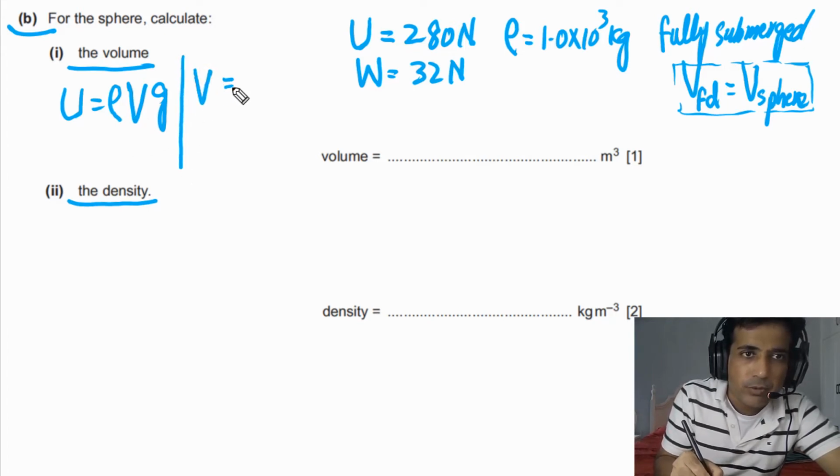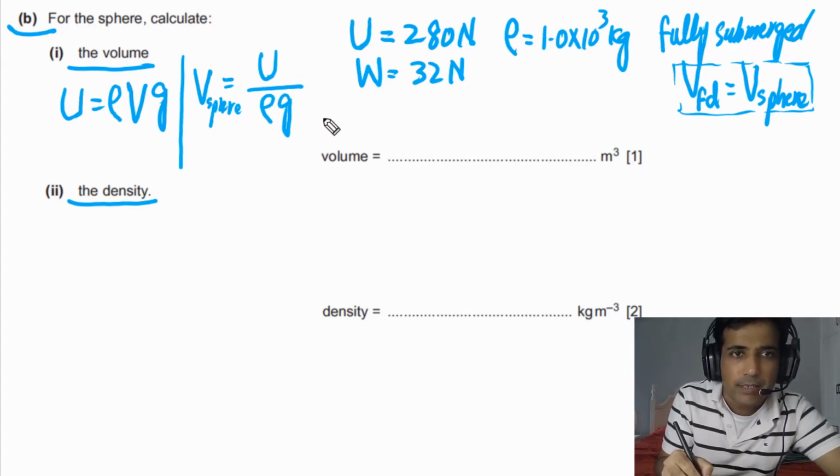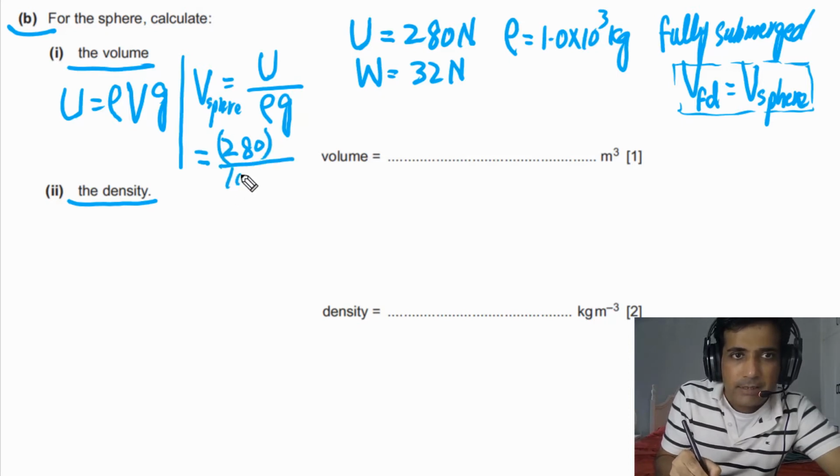So simply we can say in this case, the volume of the sphere is equal to upthrust divided by density of fluid times g. Now simply we need to plug in values. If we plug in values, we can find the value of volume. Upthrust is given, that is equal to 280. Density is 1000 kgs per cubic metre, and for g you have to use 9.81.